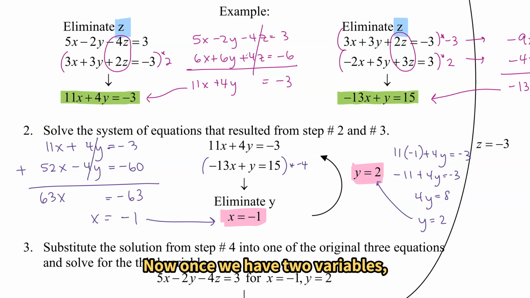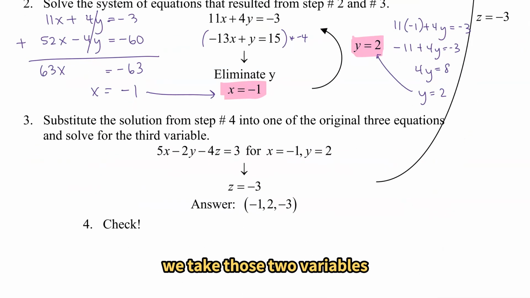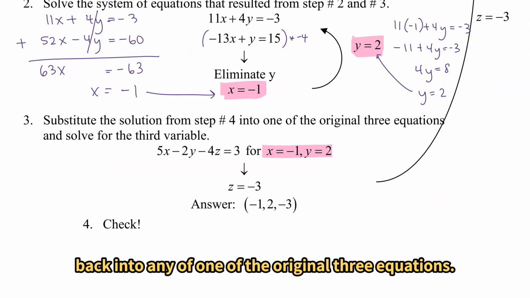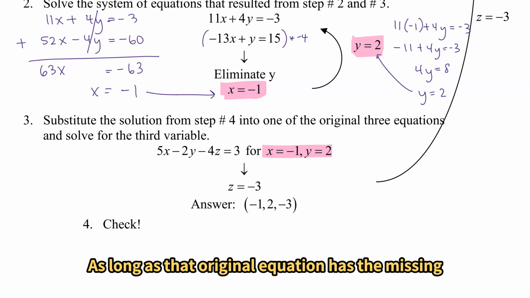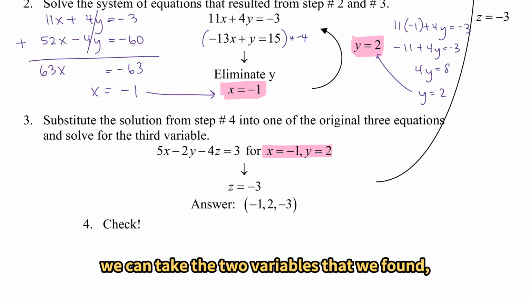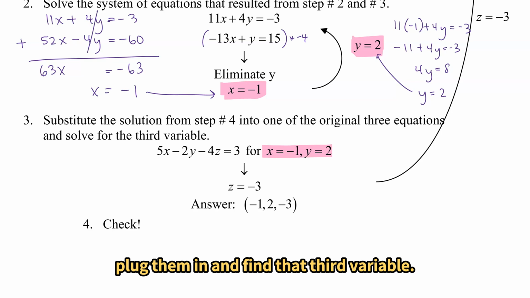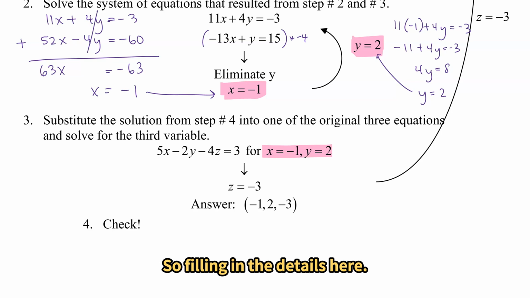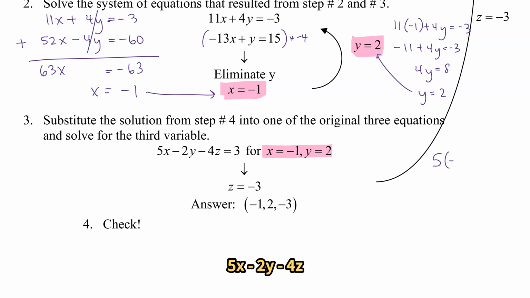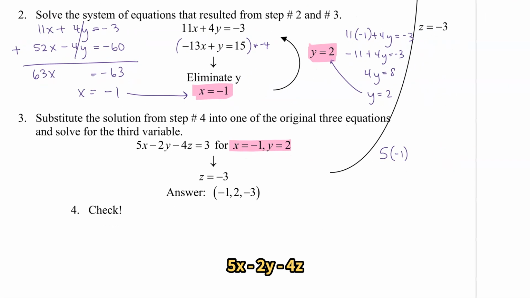Now, once we have two variables, we take those two variables and we substitute them back into any one of the original three equations. As long as that original equation has the missing variable that we need to find, we can take the two variables that we found, plug them in, and find that third variable. So filling in the details here, 5x minus 2y minus 4z equals 3.